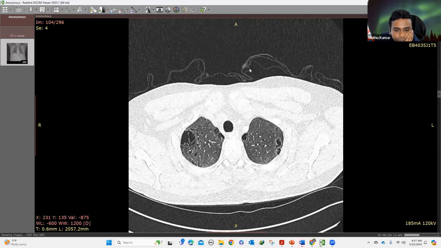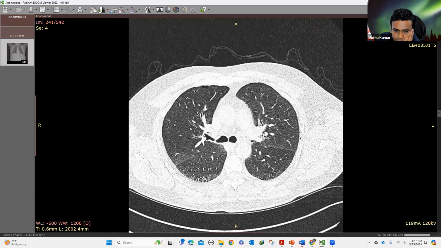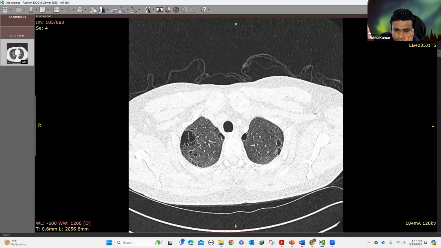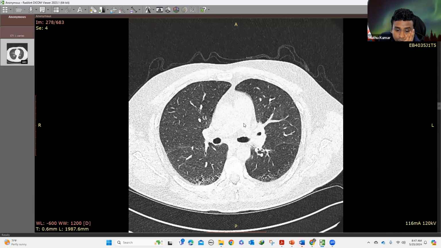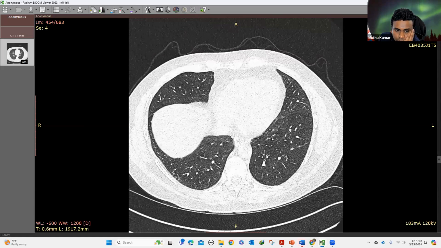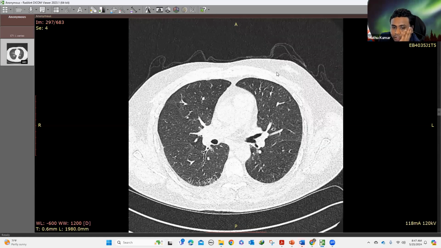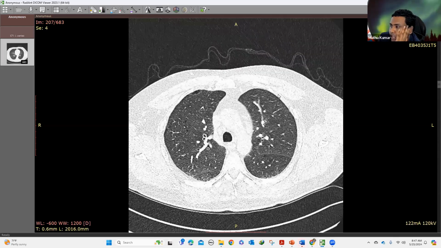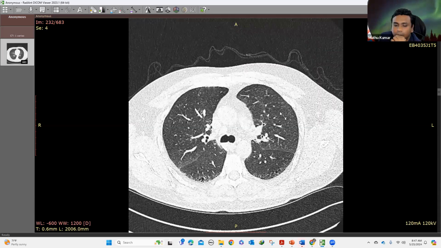Oh, this is a very good one. This is a 45-year-old male, chronic smoker, has some mild cough, has some minimal abnormalities on the PFT, nothing rip-roaring.